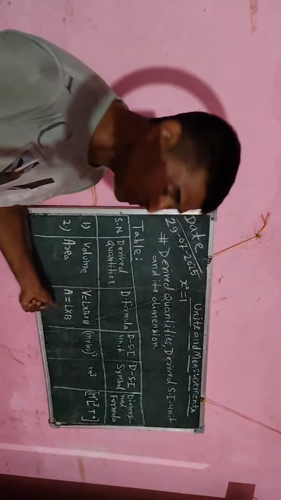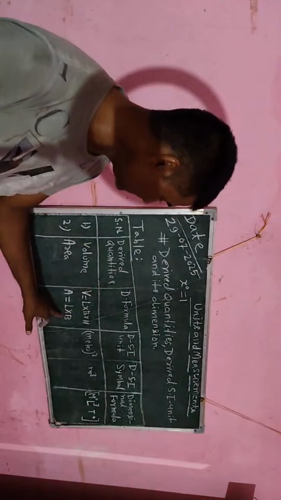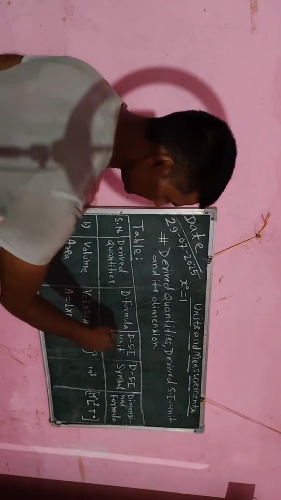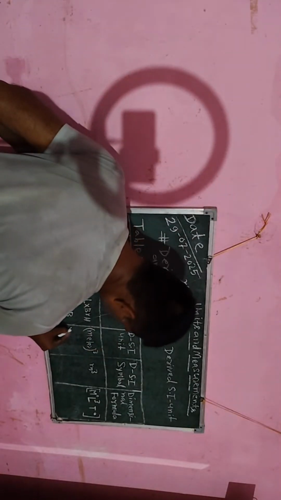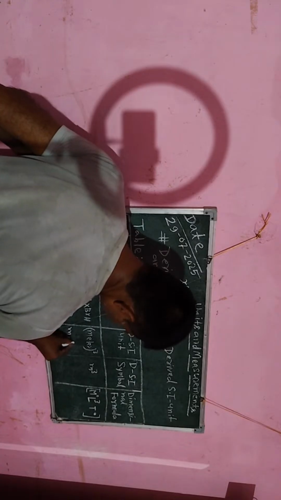So length is also calculated in meter and breadth is also calculated in meter. So this SI unit will be meter square. So here I will write meter square.